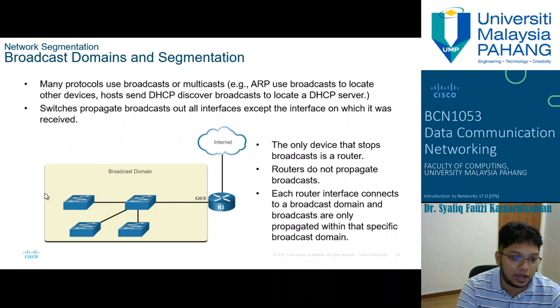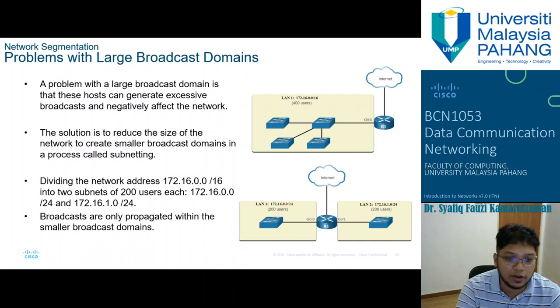So if you have a network on interface G0/0, this is the broadcast domain that you have within the network. You cannot go outside of this broadcast domain. When you have a big network, for example a very large network with a large host portion, like a /16 network where you have a 16-bit network portion and a 16-bit host portion, you can get up to thousands of users. This is a very huge broadcast domain.